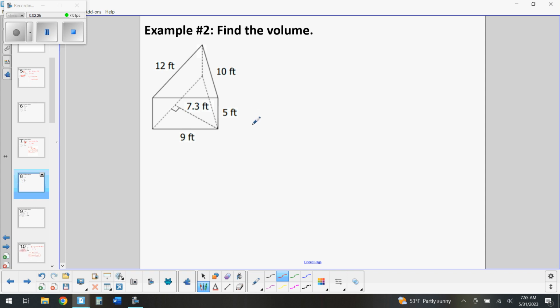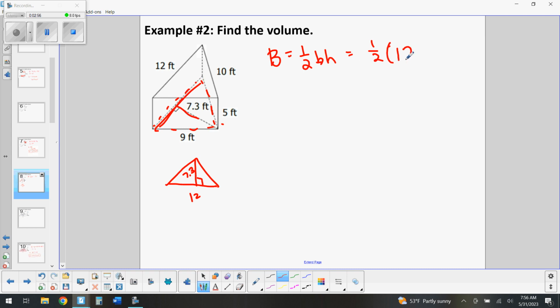Now this is a triangular prism. If I look at the front and the back here, they are triangles. So I'm going to use the triangle to find the area of the base, and we know the formula for area of a triangle is 1/2 little b times h. So that's going to be 1/2, and if I looked at this triangle, I'm going to draw it so the right angle is up like this. So this distance here was 7.3, this distance here was 12. So that's going to be 1/2 times 12 times 7.3. And when I do that, I get 43.8.